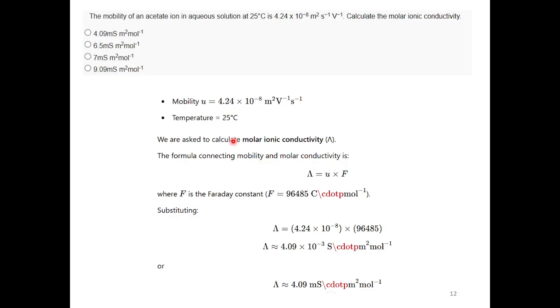Right, so mobility is 4.25 into 10 to the minus 8 meter square volt inverse per second. So the molar ionic conductivity, lambda, is equal to U into F. F is the Faraday constant 96,485, and mu is the mobility. Mobility into Faraday, so overall you are getting 4.09 millisiemens per meter square into mole inverse, right? So this is the answer A. A is the answer here.